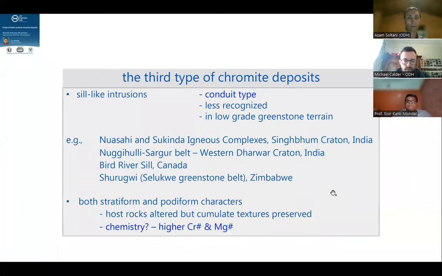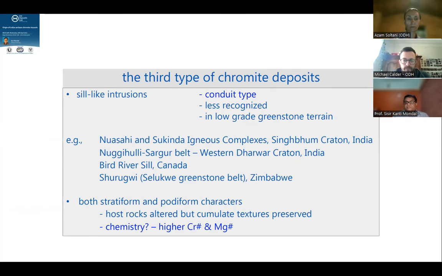So there is a third type of chromite deposit, which occurs within sill-like intrusions, mostly restricted in the low-grade greenstone terrain in the early Archean to Mesoarchean greenstone belts, popularly known as conduit type. They're less recognized, where we have both stratiform and pod-shaped characters in the massive chromitite. They're highly deformed and dissected, and the host rocks are altered, but cumulate textures are still preserved.